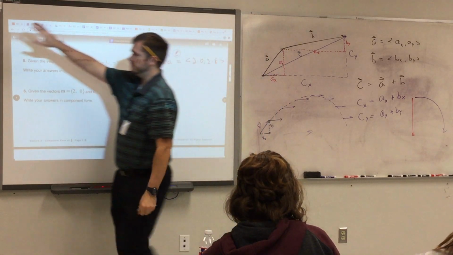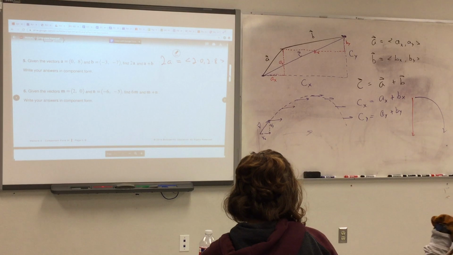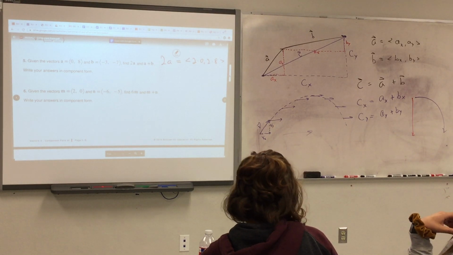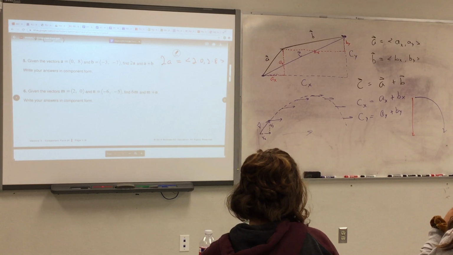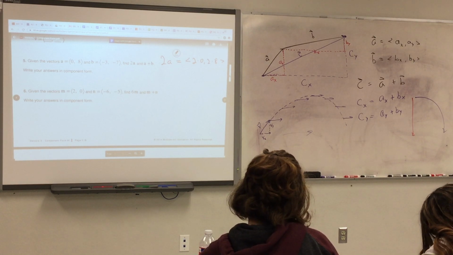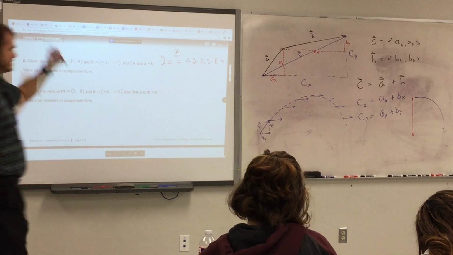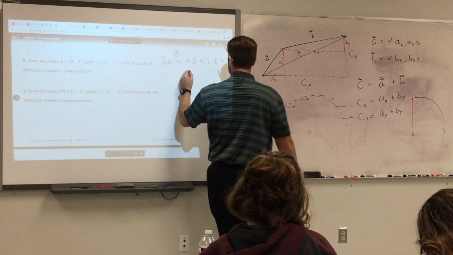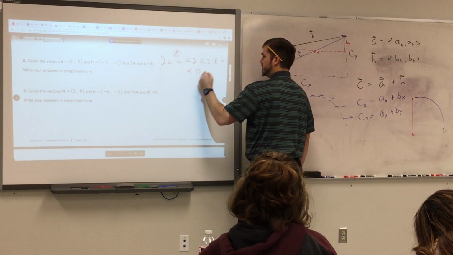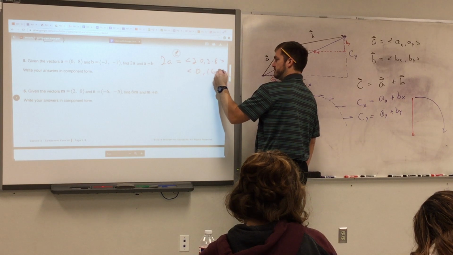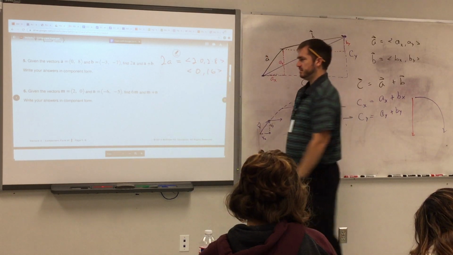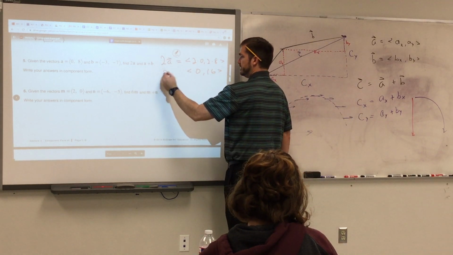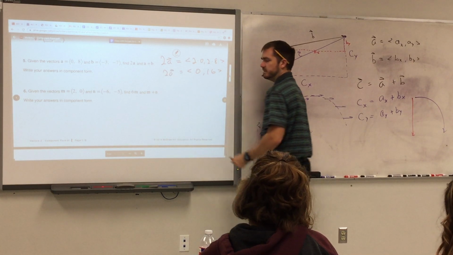I'm getting this from this right here, where if you have a vector in component form and you're multiplying it by a number, you just take that number, multiply it by the x component, take that number, multiply it by the y component. In this case, it's almost trivial because 2 times 0 is still 0. 2 times 8 is 16. So that is 2 times vector A.